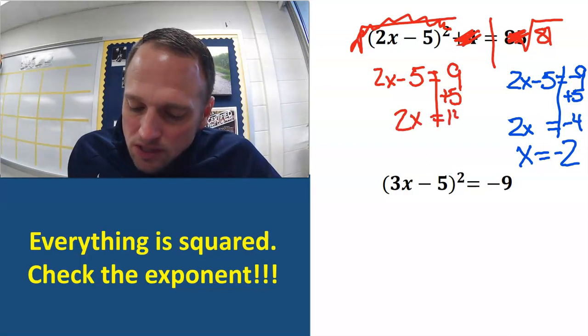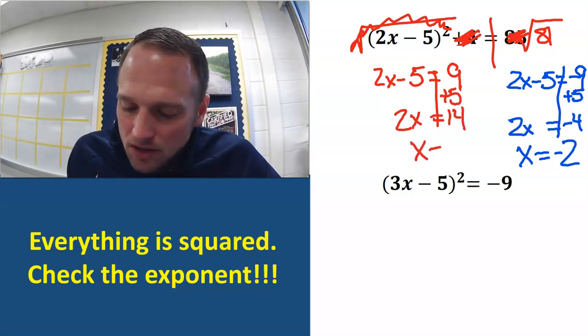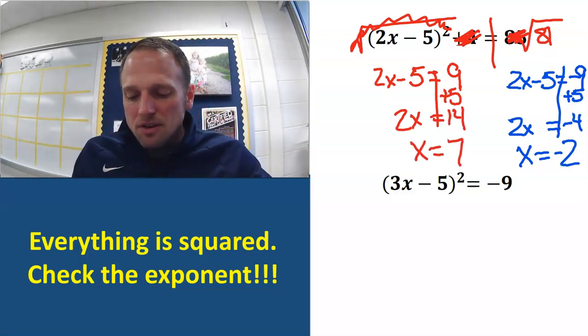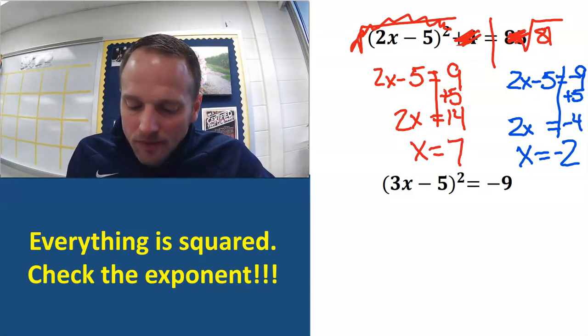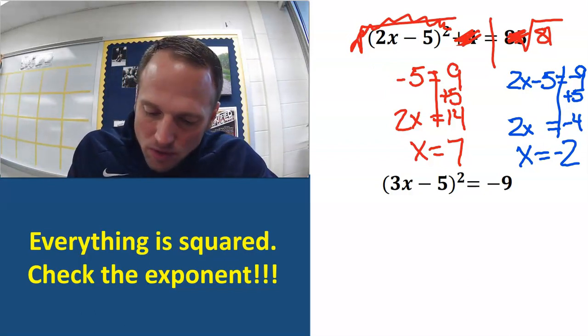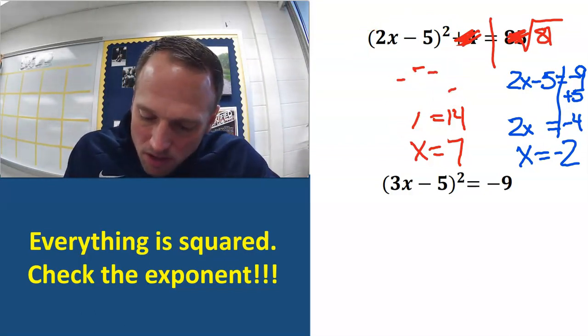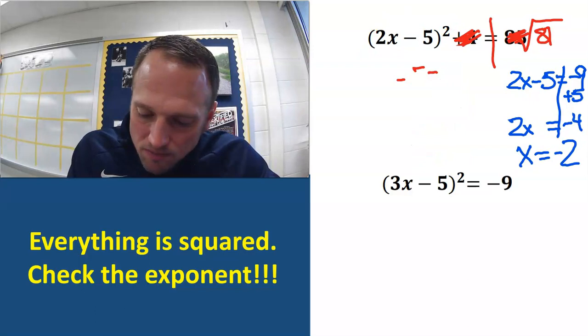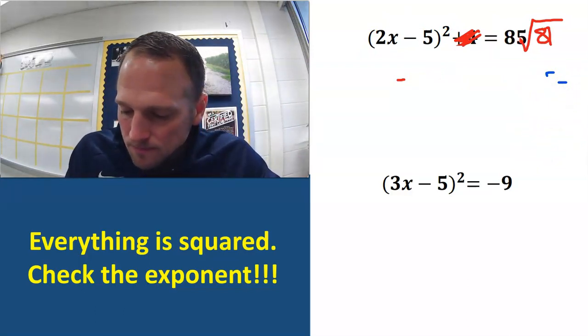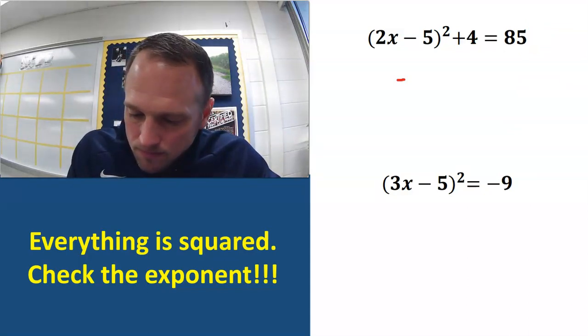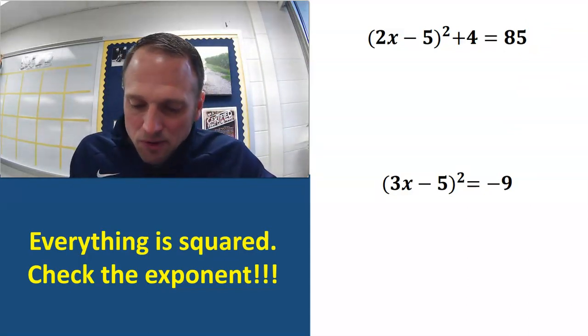2x equals 14. Divide by 2. X equals 7. All right, so x equals 7. X equals negative 2. Let's look at this next one. I'm going to erase this just so that we get some more space to work. Okay, now I'm feeling good.